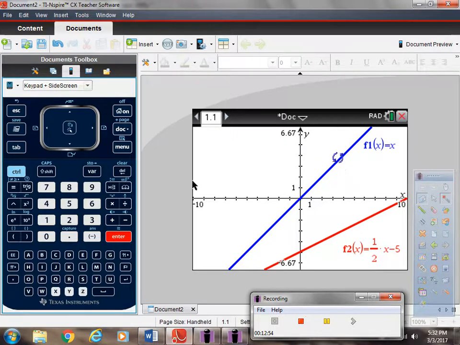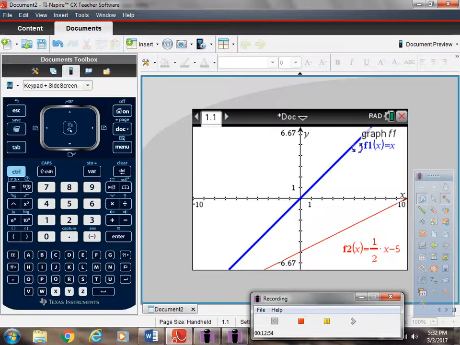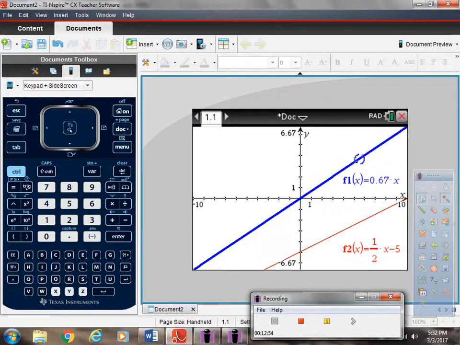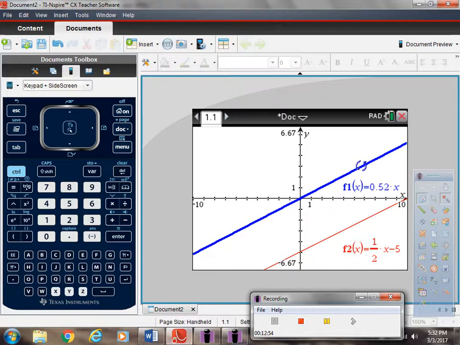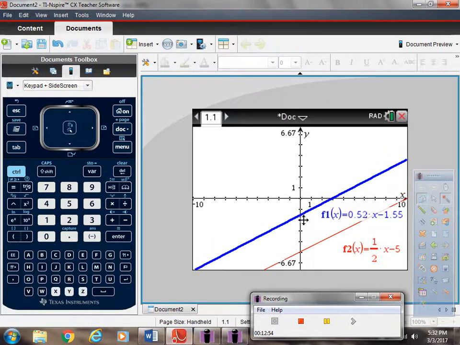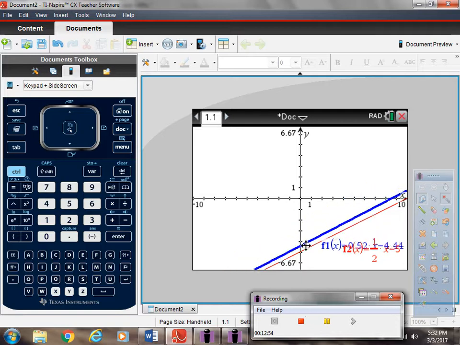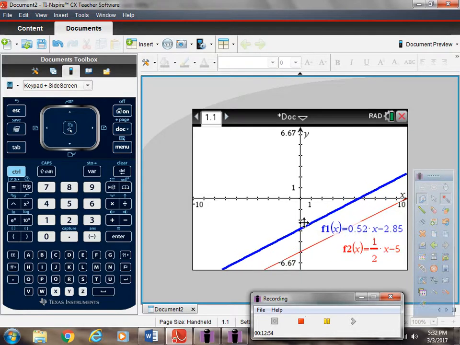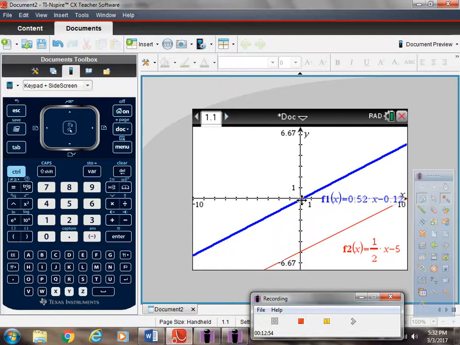So if you notice, it did get less steep. If I take this and I rotate it downwards, you can see that it is getting less steep. So that line definitely got less steep. And if I take the line and I go translate it down, it moved it down -5. So that 1/2 made it less steep, and the -5 made it move down.